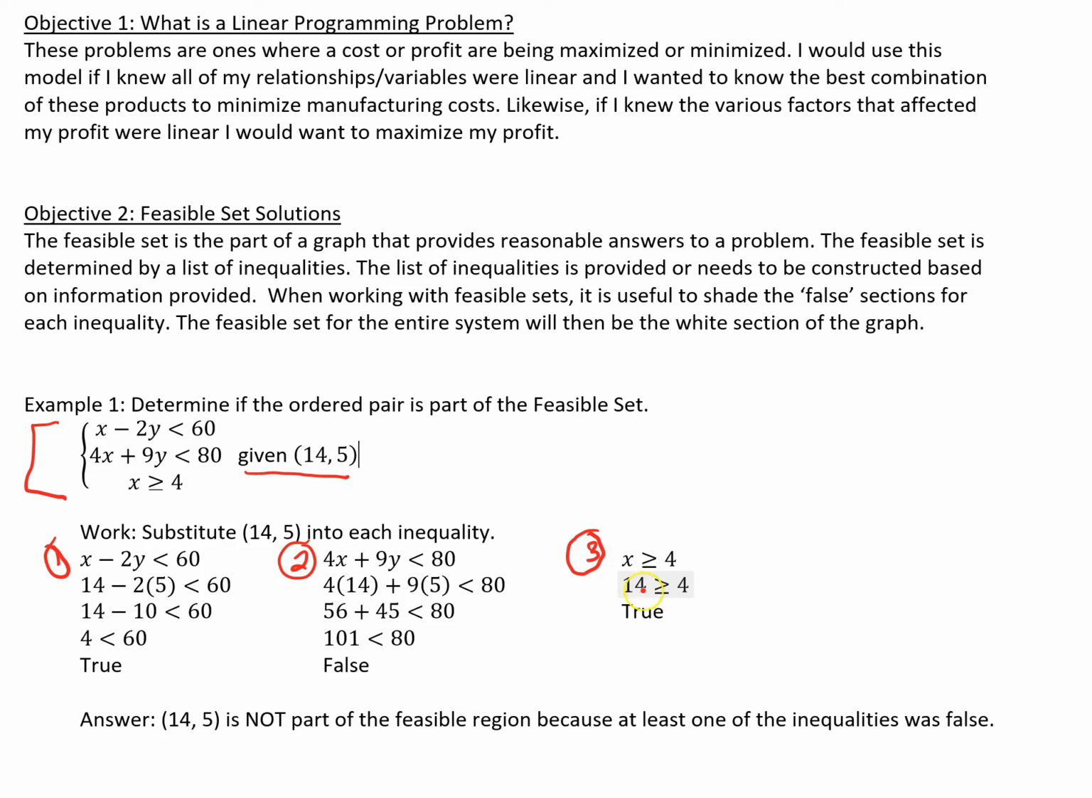I substitute the 14 in for x. There's no y variable in this inequality, so you don't have to worry about where you're putting the value of 5 from the ordered pair. Just the 14 goes in, and I get a true statement. So we can see that 2 of our inequalities are true with the ordered pair (14, 5), but one of them is not. So if they're all true, then that ordered pair would have been a solution, but it's not. It doesn't have the situation where all of them are true, one of them is false, and so (14, 5) is not part of the feasible region or feasible set.